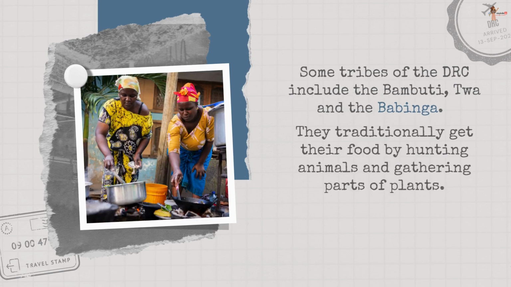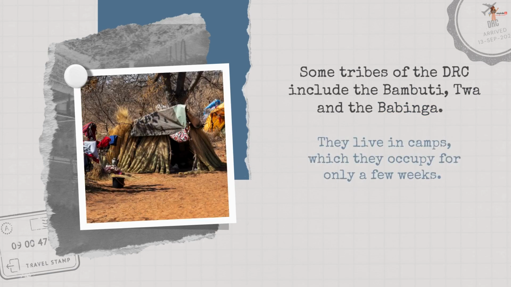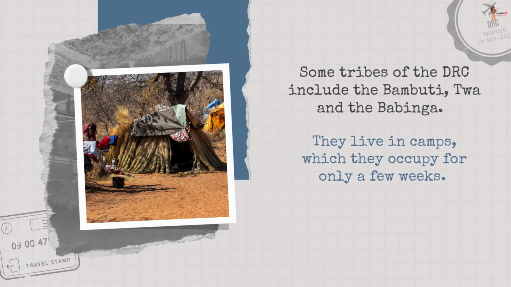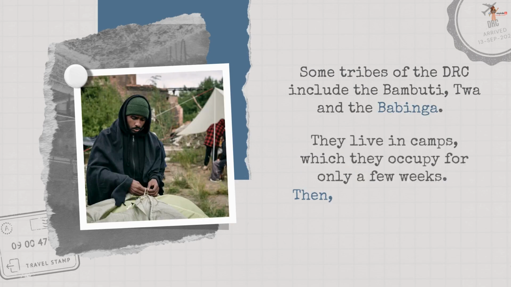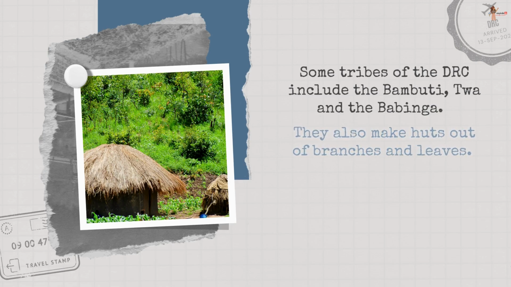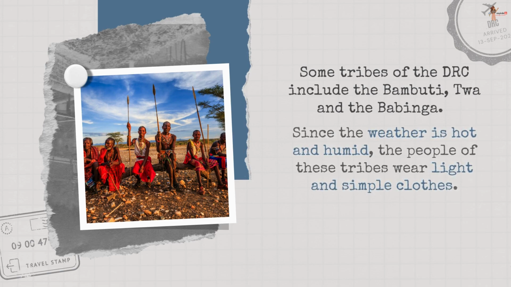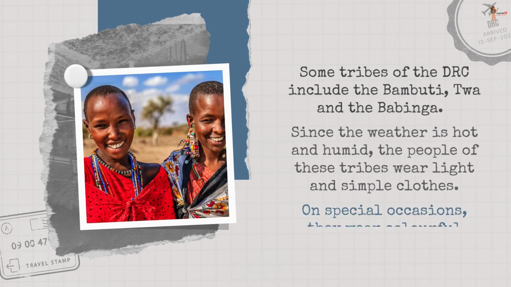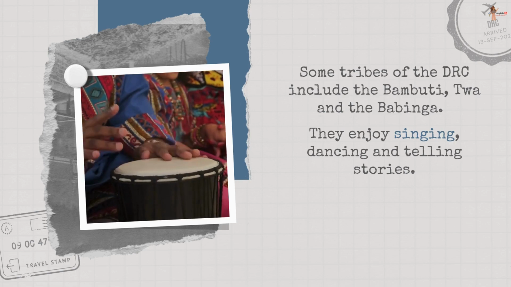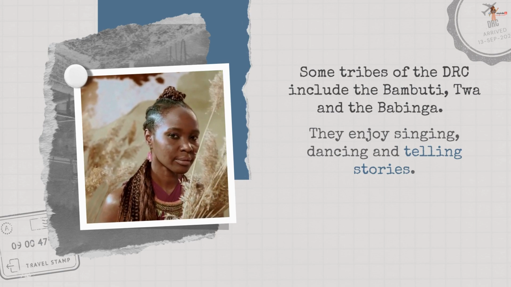They traditionally get their food by hunting animals and gathering parts of plants. They live in camps, which they occupy for only a few weeks. After that, they move to a new place. They also make huts out of branches and leaves. Since the weather is hot and humid, the people of these tribes wear light and simple clothes. On special occasions, they wear colorful costumes. They also enjoy singing, dancing, and telling stories.